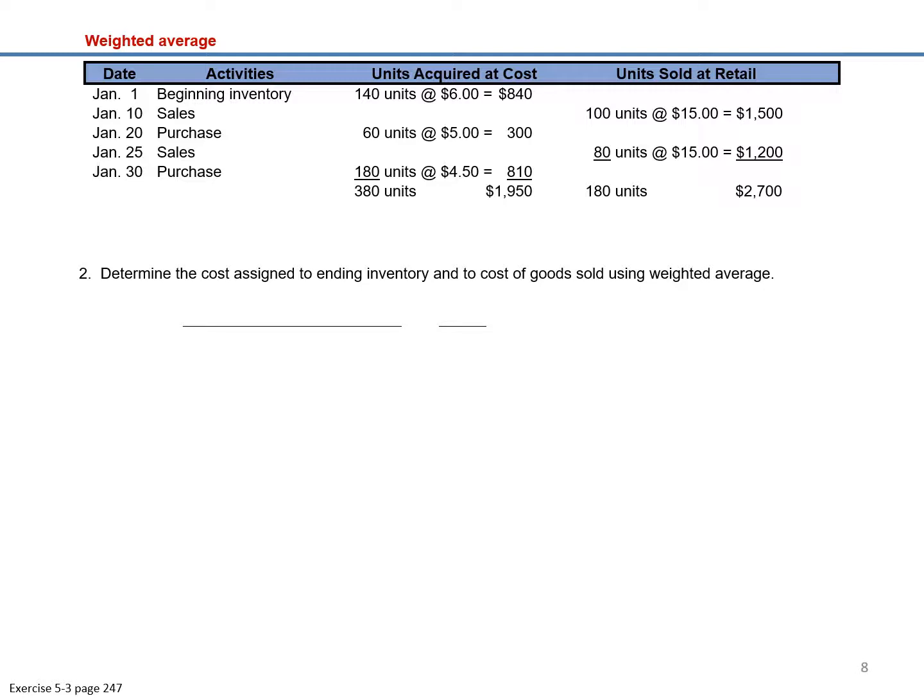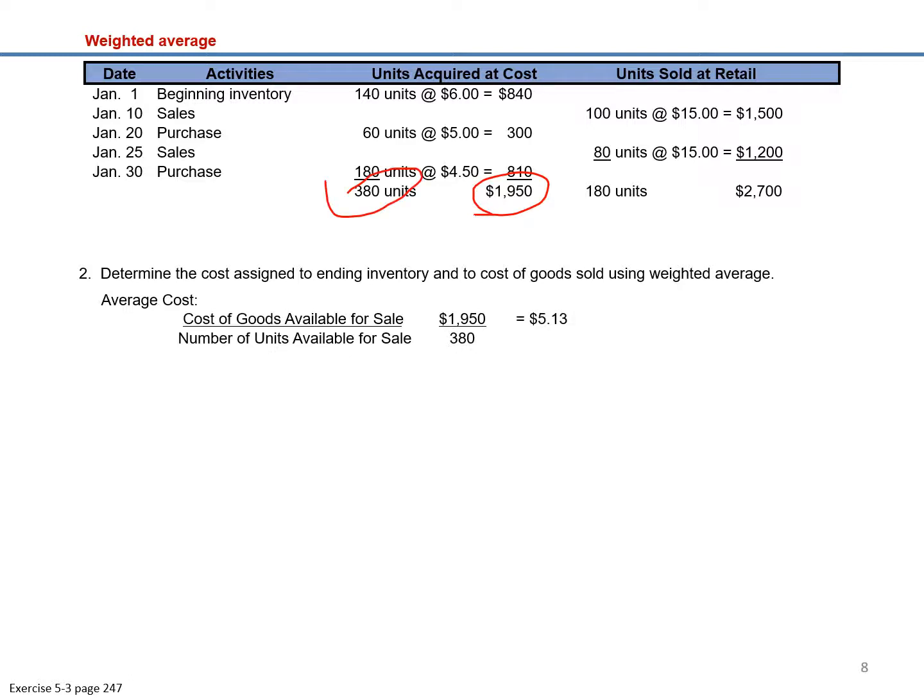Under the weighted average, first we have to determine what our average cost is. Our average cost is determined by the cost of goods available for sale divided by the number of units. So we have $1,950 divided by 380 units. So our average cost per unit is $5.13.